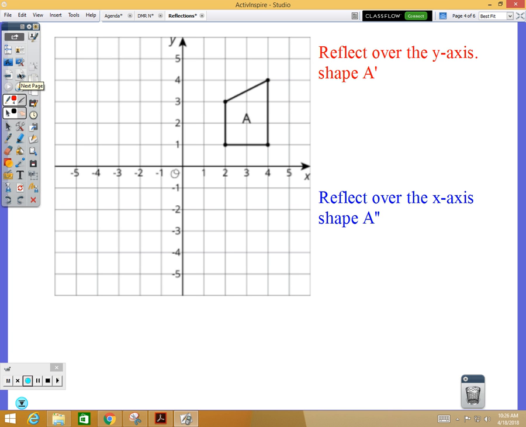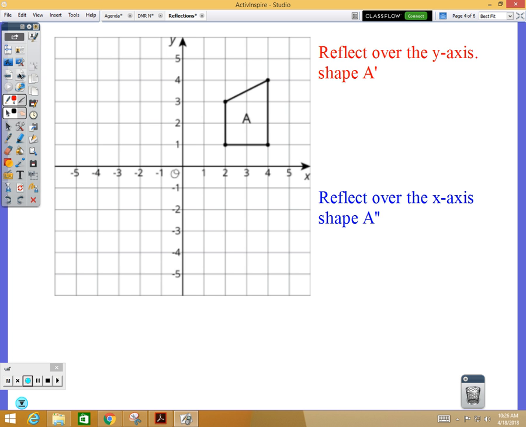It's a trapezoid. Very good. It's a type of quadrilateral because it's four-sided, and it's a trapezoid because two of the sides are parallel. All right, so the first thing that we want to do, we're going to be doing two things here. The first thing is we are going to reflect this trapezoid over the y-axis and make that shape A prime.